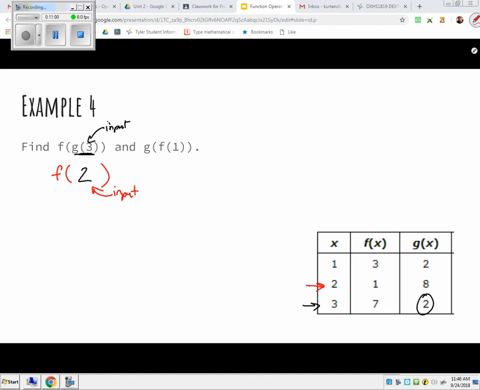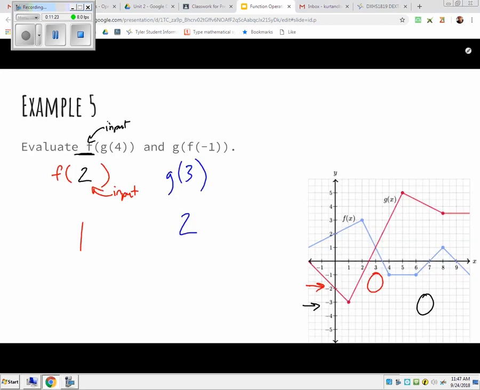I'm just going to use this row, and I'm going to be using my other column. When I dip the 2 into the saucepan, it comes out French toast. This time French toast would be the number 1. Go ahead and pause the video, and you try this g of f of 1. All right, hopefully you got 2 for your answer on that.